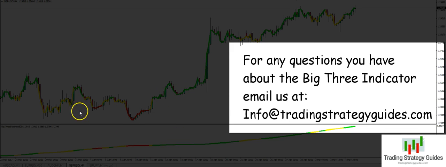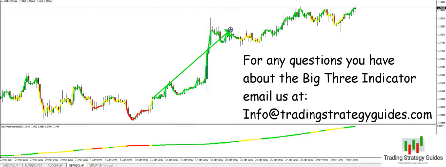It's pretty self-explanatory. It goes green. It's a buy. It's going up, so you take a buy trade. You take a buy trade right at the beginning. It goes up. You see yellow, you don't trade it. It goes flat. You see green again. It's going up. You take the trade, and that's the basics of this indicator.